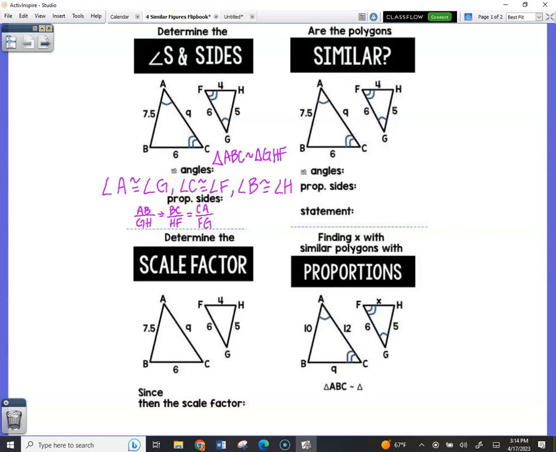Now, when you set those up, the order that you set them up only matters based on the very first fraction. So, like in this case, I would say this is the big triangle and this is the small triangle. So, if I'm doing the big over the small in the first fraction, then I have to be consistent and do that in the remaining fractions. Okay?